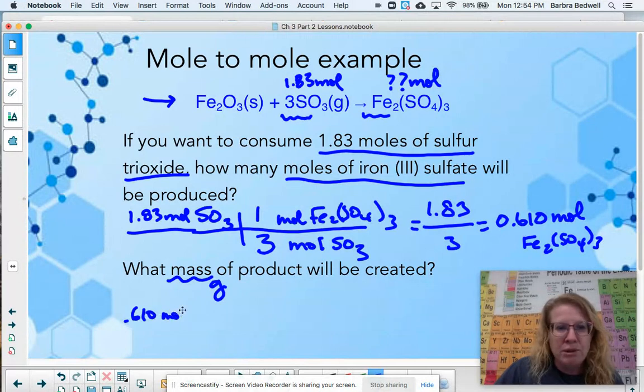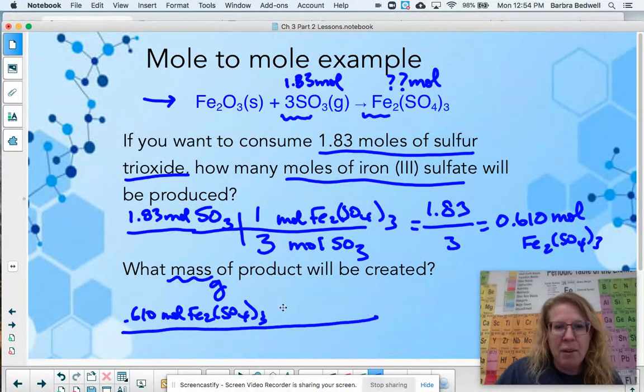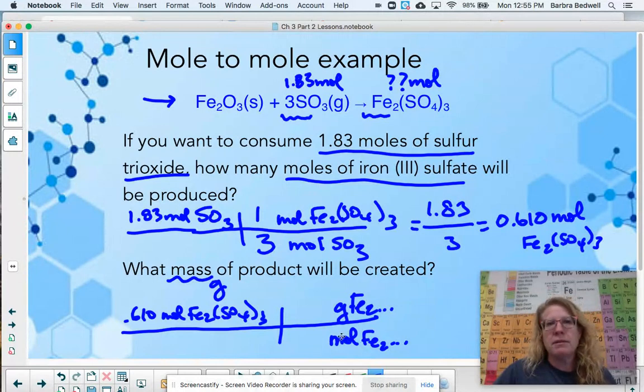0.610 moles of Fe2(SO4)3. We're trying to figure out mass. We're going to go from moles of this stuff to grams of Fe2(SO4)3. Well, this is a molar mass step. So how do we get the molar mass of Fe2(SO4)3?